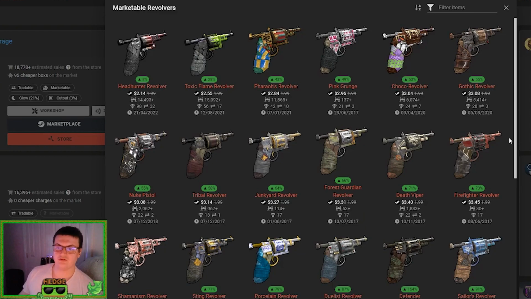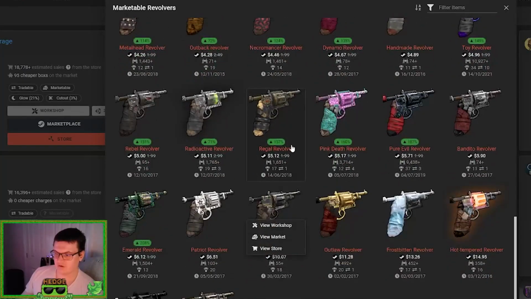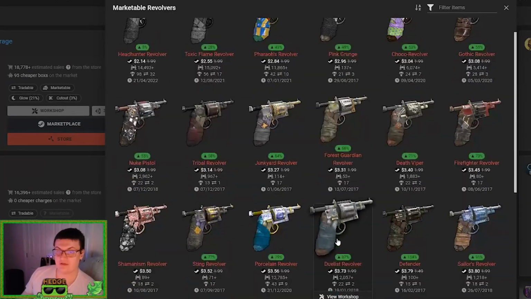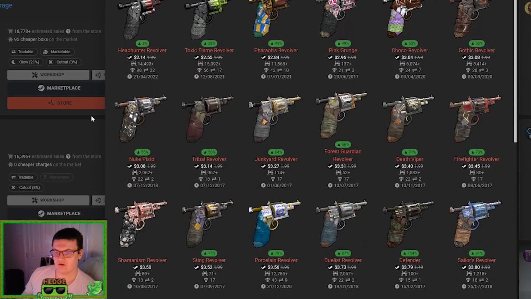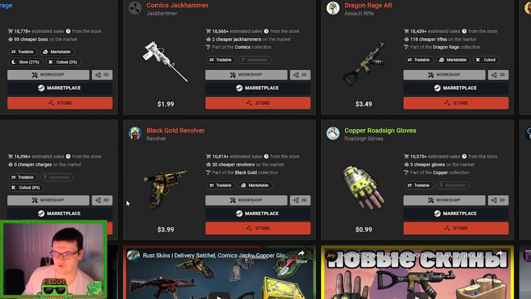People love to use it, and therefore, with such a high gun demand comes a very good demand for its skins. And as you can see, not a single revolver skin is below its Rust store price. All of them have done very, very nicely. But now we are currently looking at the Black Gold Revolver.